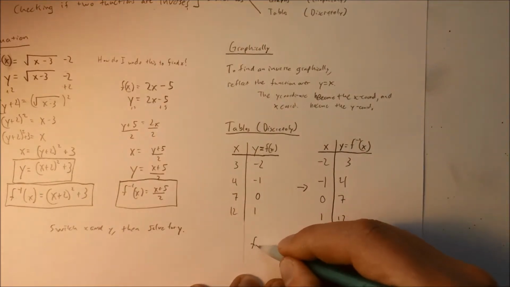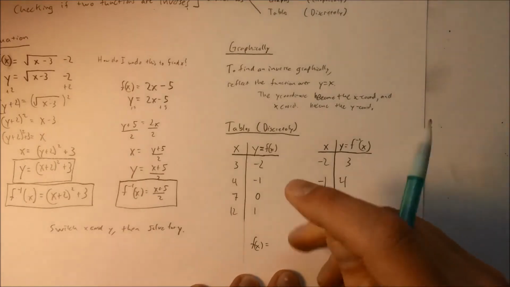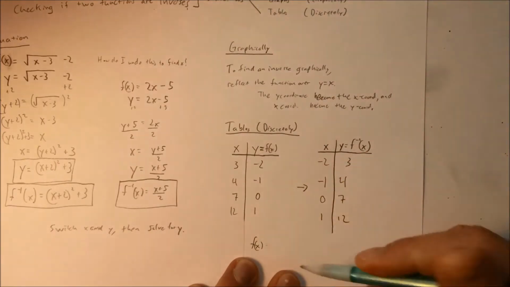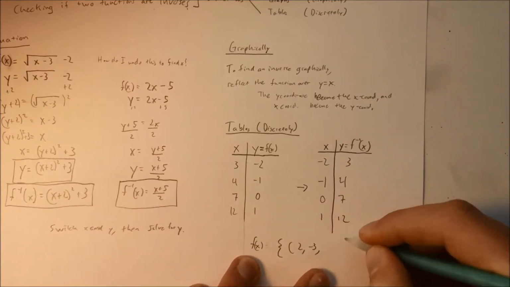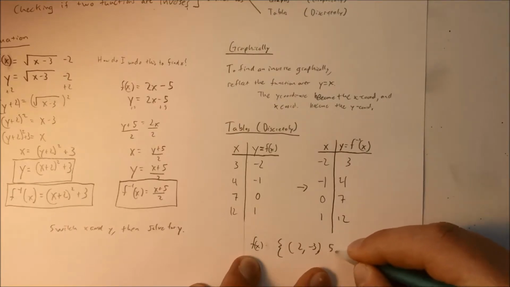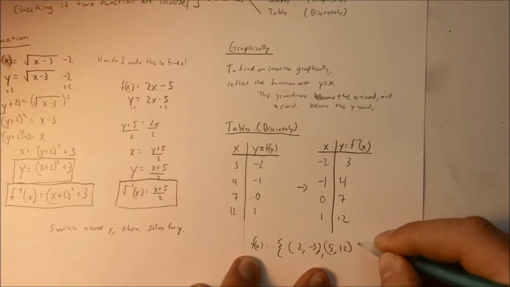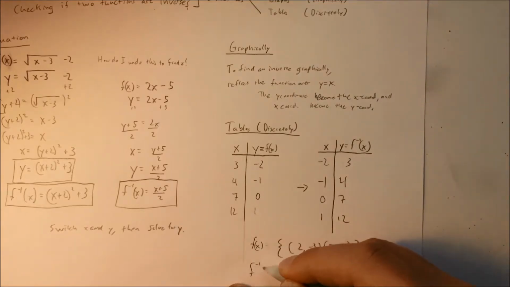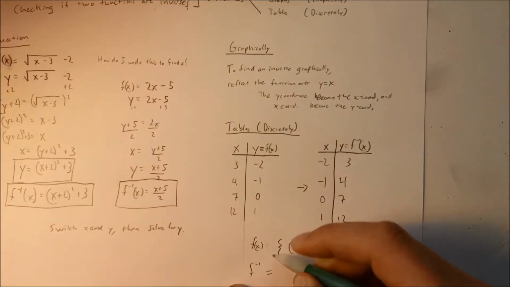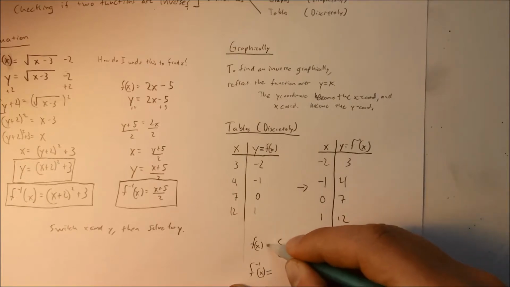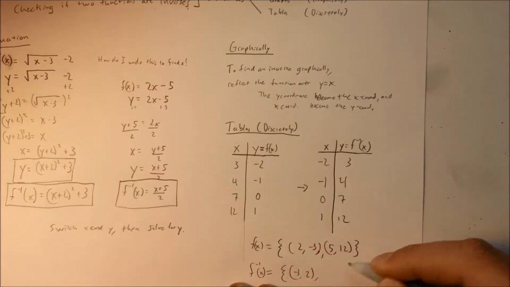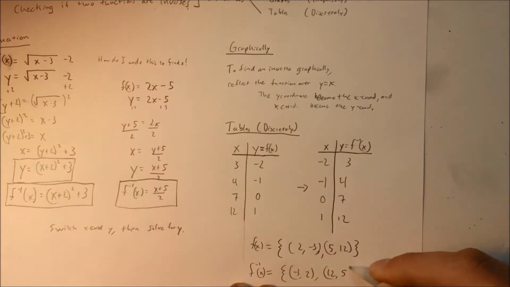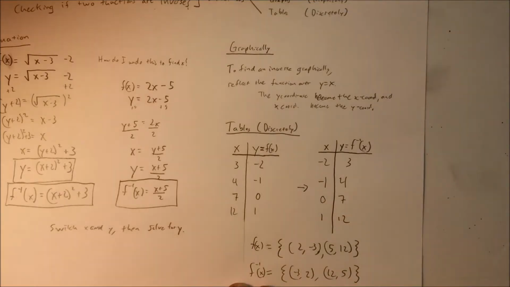Even if it's written like this, even if it's given to you like this, function is 2, -3, and let's say 5, 12. The inverse of that is going to be -3, 2, and 12, 5. That's all you have to do to find the inverse if you're just given a table.